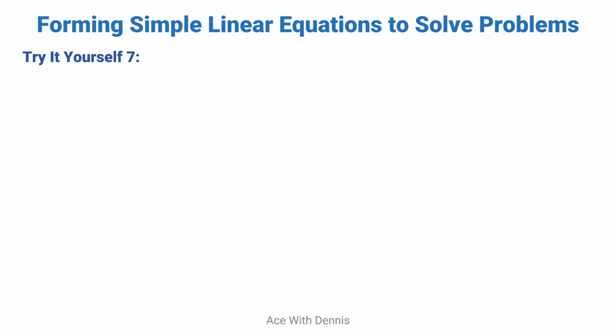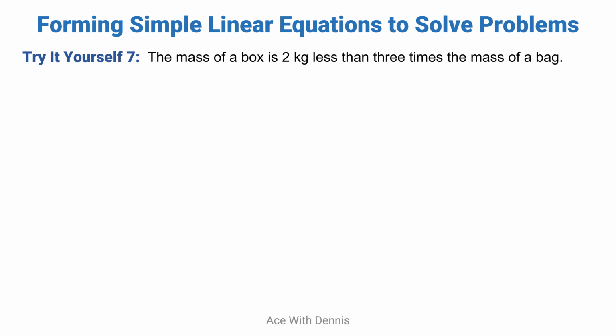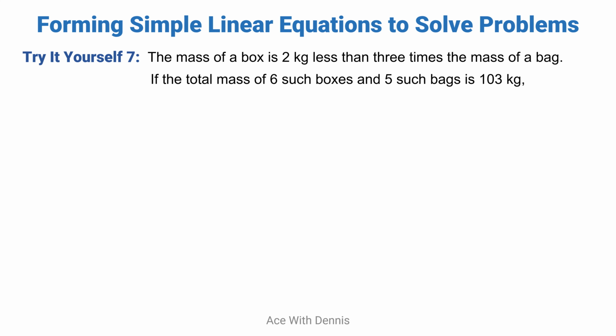Try it yourself 7. The mass of a box is 2 kg less than 3 times the mass of a bag. If the total mass of 6 such boxes and 5 such bags is 103 kg, find the mass of a box and the mass of a bag. You can pause the video and try to solve it yourself.